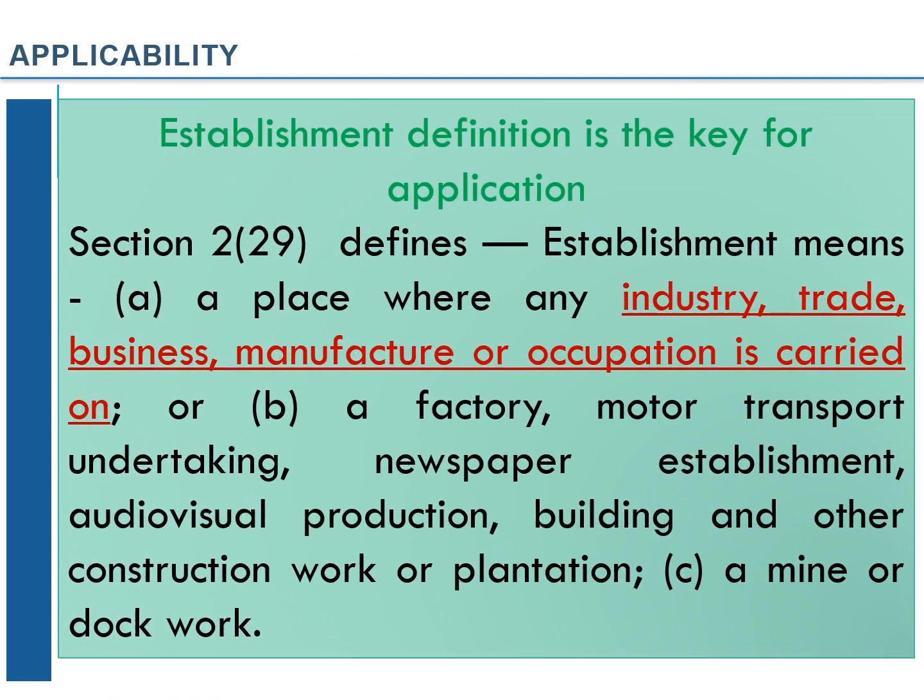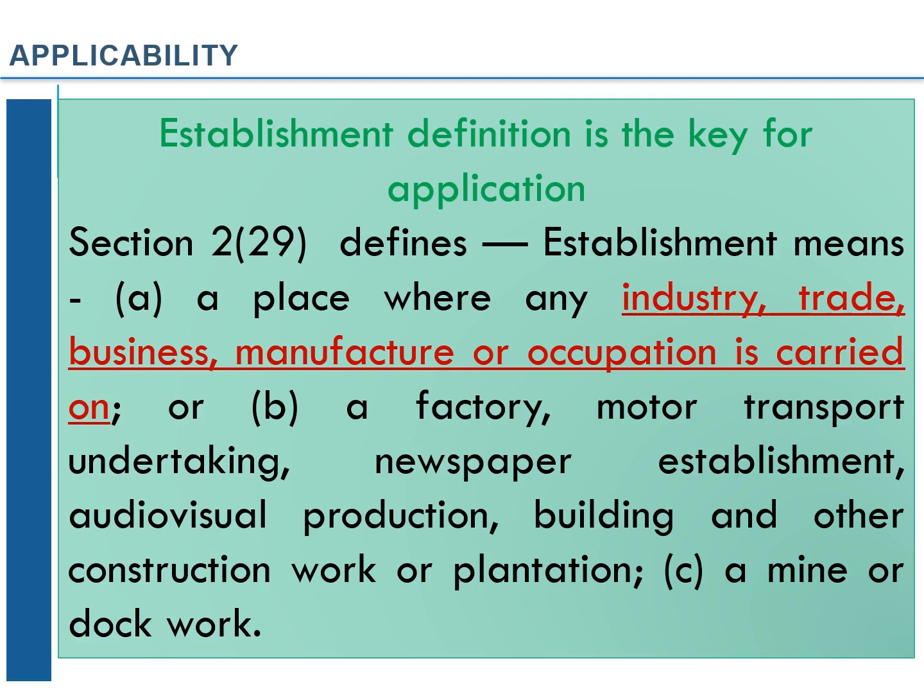For the applicability of the code, the definition of establishment is very important and key for the application. Section 229 of the code defines establishment. The establishment means a place where any industry, trade, business, manufacture or occupation is carried on, or a factory, motor transport undertaking, newspaper establishment, audio-visual production, building and other construction work, or plantation, a mine, or dock work.